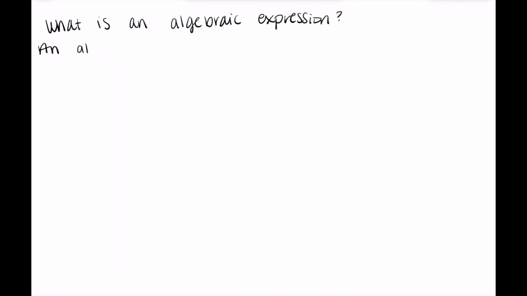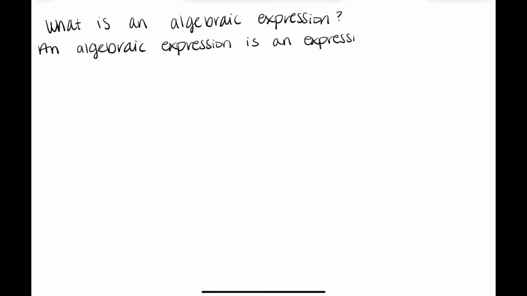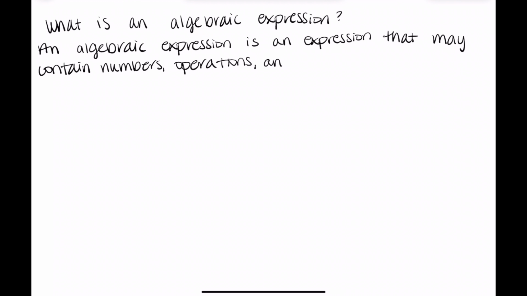An algebraic expression is an expression that may contain numbers, operations, and one or more symbols. Parts of an algebraic expression are called terms. So we have two vocab words in this definition. Obviously, we have algebraic expression, but we also have term.